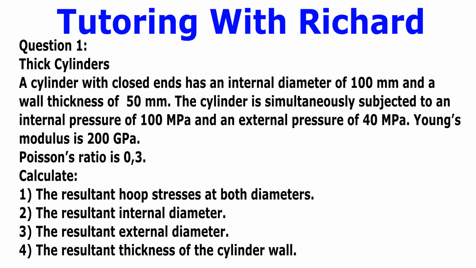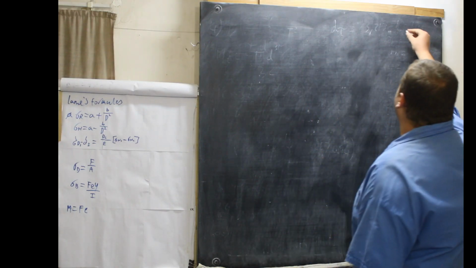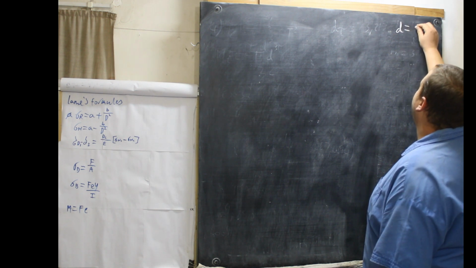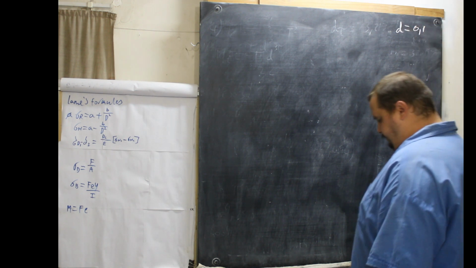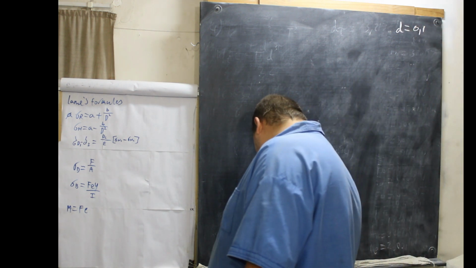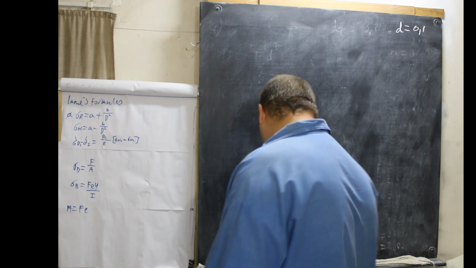Our first question goes thus. A cylinder with closed ends has an internal diameter of 100 millimeters. So our small diameter is 0,1 and a wall thickness of 50 millimeters.